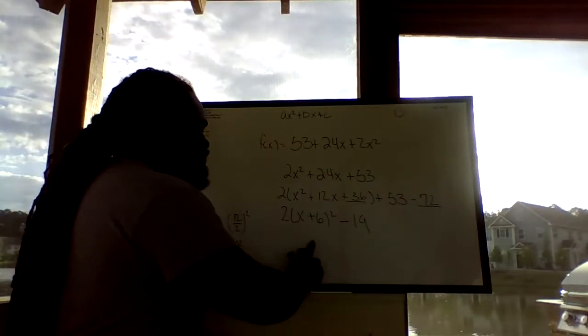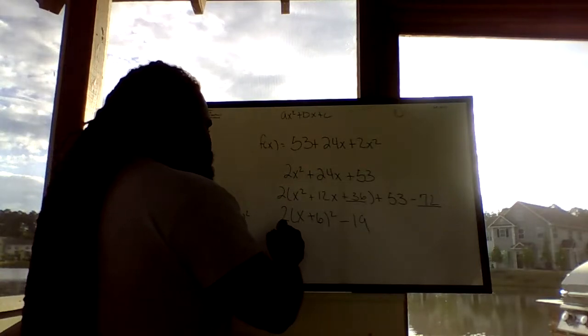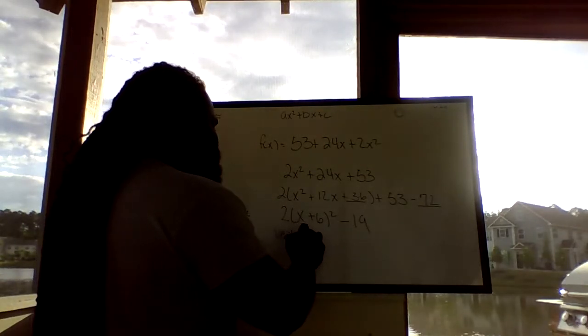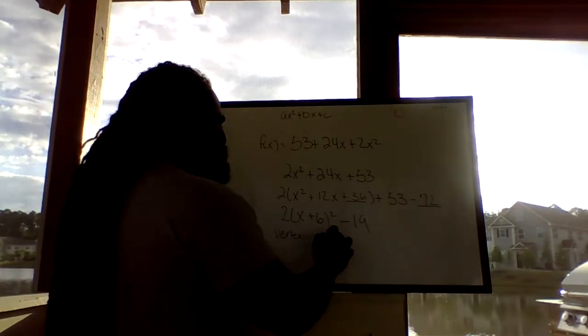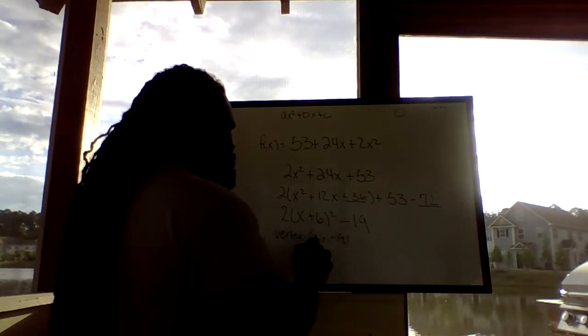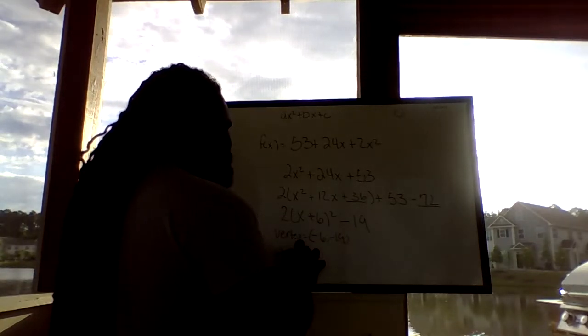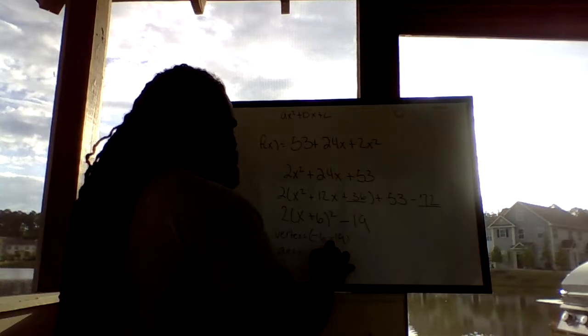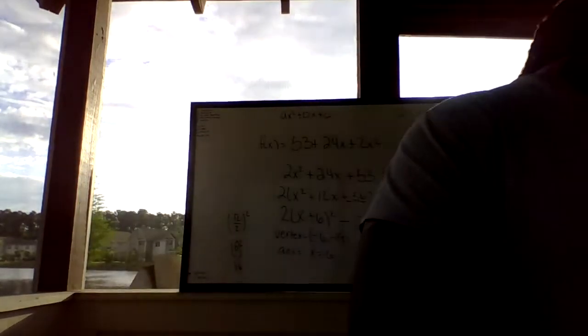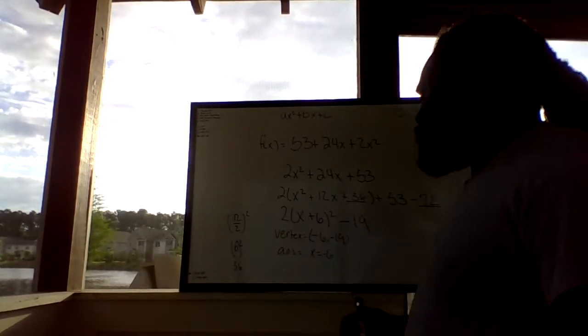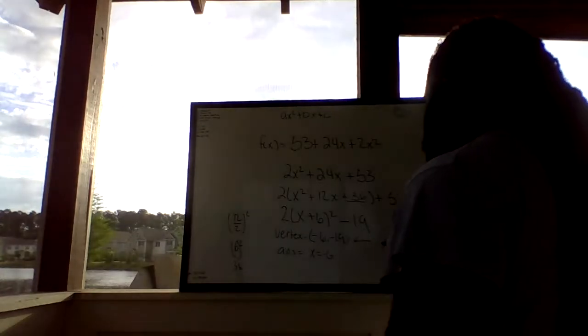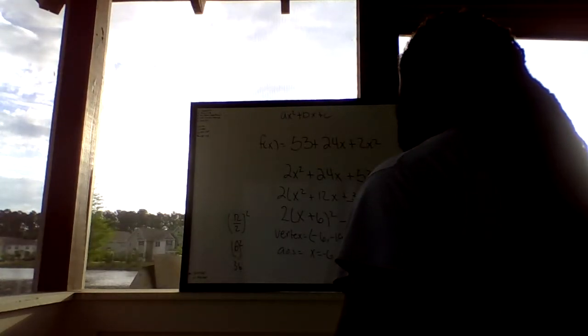So what does that mean? I can write down these characteristics. I know what my vertex is, right, that'll be negative 6, negative 19. I know what my axis of symmetry is. That'll be x equals negative 6 because that is the x value of my vertex. We already know this vertex, it opens upward. So this means this is my minimum.